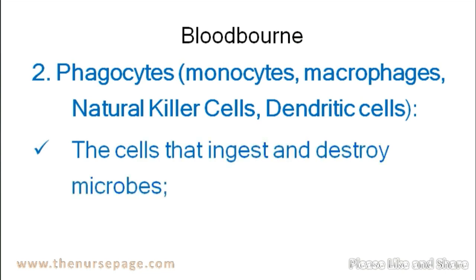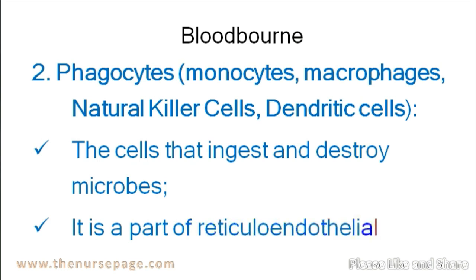Phagocytes means the cells that ingest and destroy microbes. It is a part of the reticuloendothelial system. Phagocytes are part of reticuloendothelial cells. They ingest and destroy microbes.